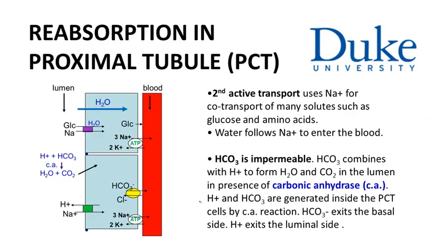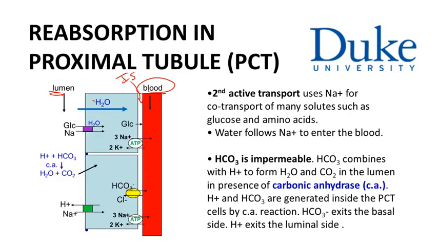So if we consider the proximal convoluted tubule, and that's what's drawn here, I've drawn two of the epithelial cells of this region, where the lumen is here and the blood is here. The blood space is here. And there is a very small interstitial space between the basal surface of the cells and the blood capillary. And this, of course, is our peritubular capillary.